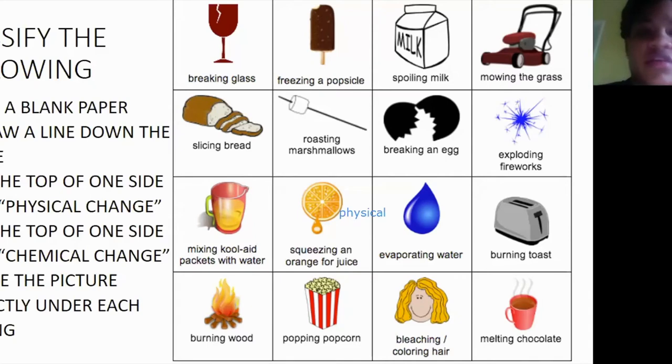Physical. Okay. So I see some people saying physical now. Now, when you told me we were mixing Kool-Aid and water, you told me that it was chemical. So now we are melting chocolate. Oh, sorry, sorry. I'm thinking hot chocolate. Sorry. So it does say melting chocolate. So if it's melting chocolate, then it's a physical change. Yes. You guys are awesome.